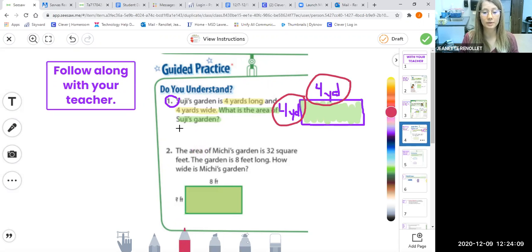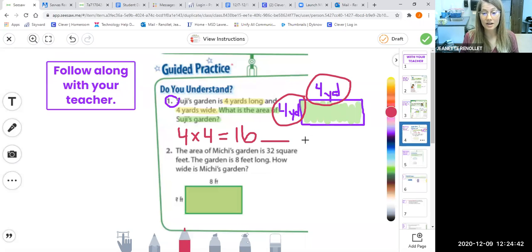So we can multiply 4 times 4, and we can find the product, which will give us the square units inside. I know my multiplication facts. I know that 4 times 4 gives me 16. But I'm not just talking about multiplication. I'm using multiplication to find the area inside the shape.